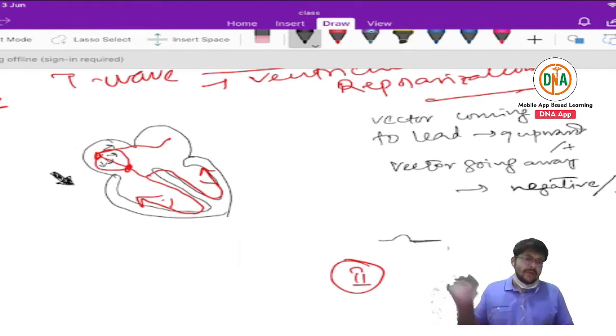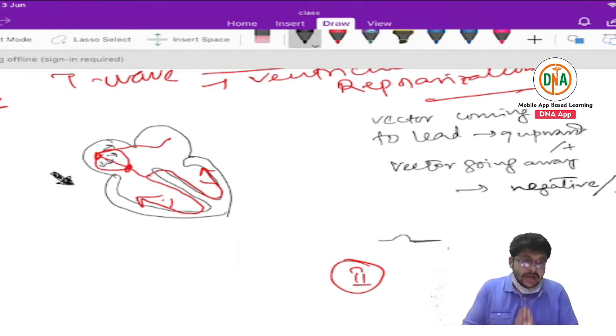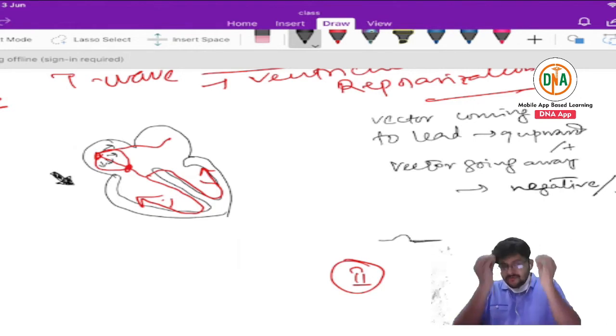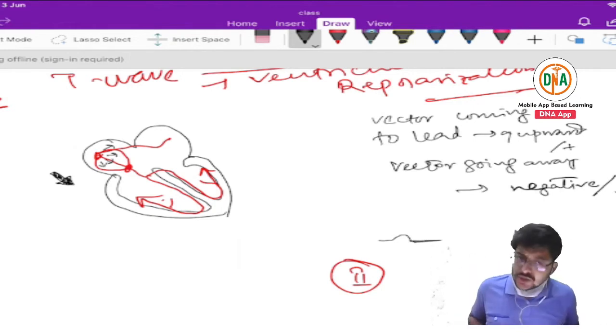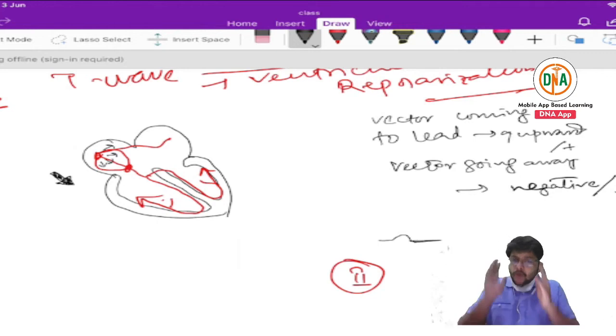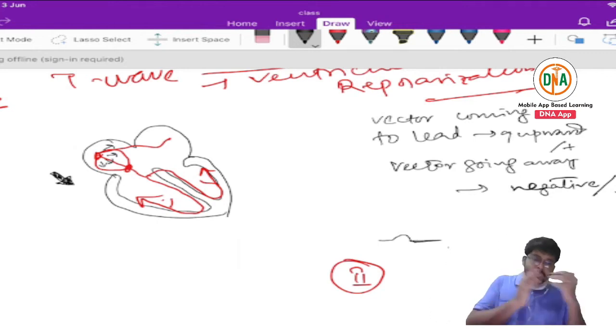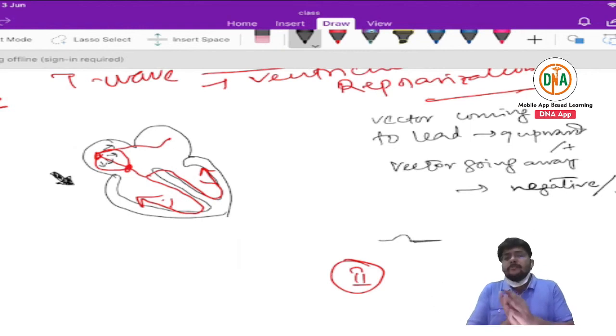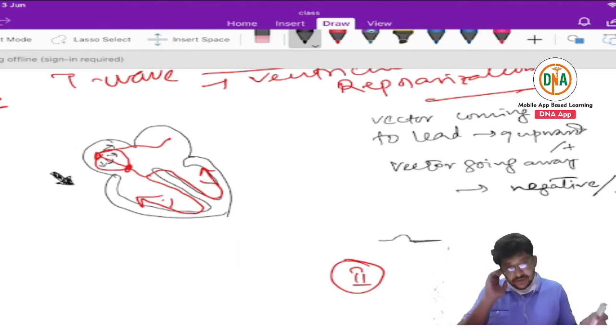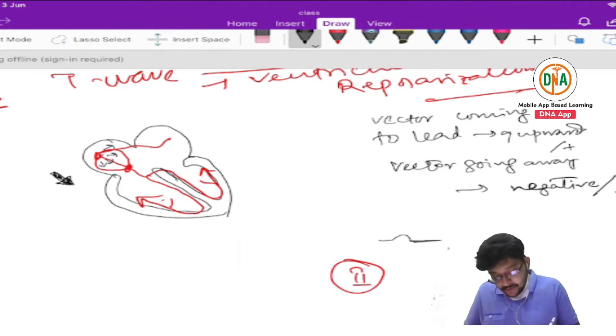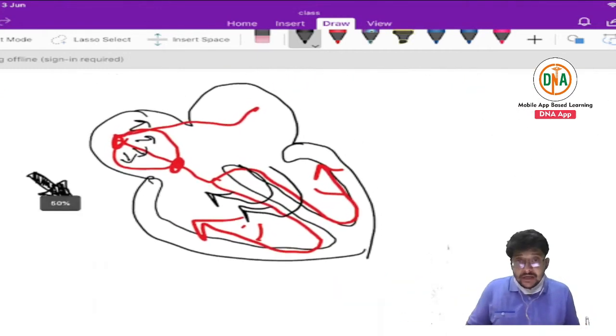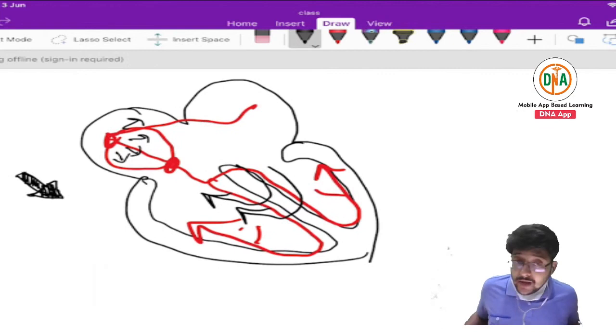Why does it stop for some time? Last day I discussed, it stops there because the AV node has a very, very limited number of gap junctions. Therefore, all the impulses that come to the AV node will stop there for some time before moving further distally to the bundle of His. Once it reaches the bundle of His and further down, it depolarizes the septum from left to right. I think you can see it depolarizes the septum from left to right.